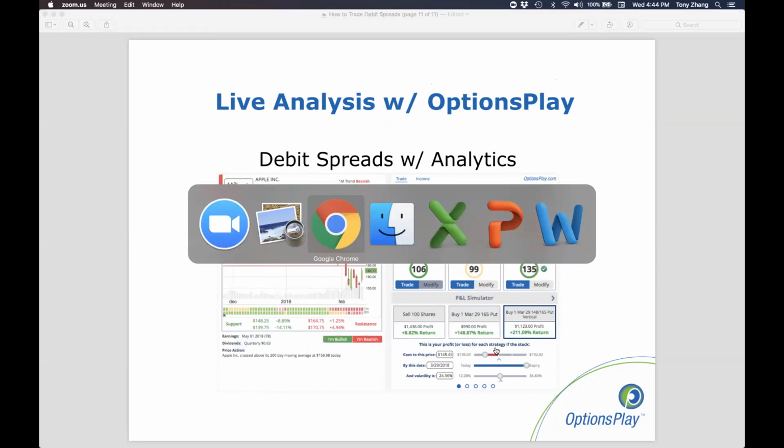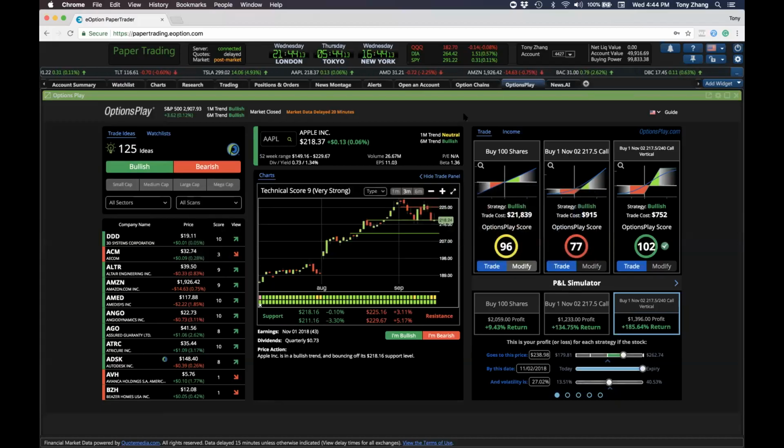Let's actually look at some real examples now. I want to show you some bullish setups and bearish setups, walk you through looking at buying the stock, buying the call, or buying that spread, and really showing you why that spread is one of the more efficient ways to take advantage of a big move.